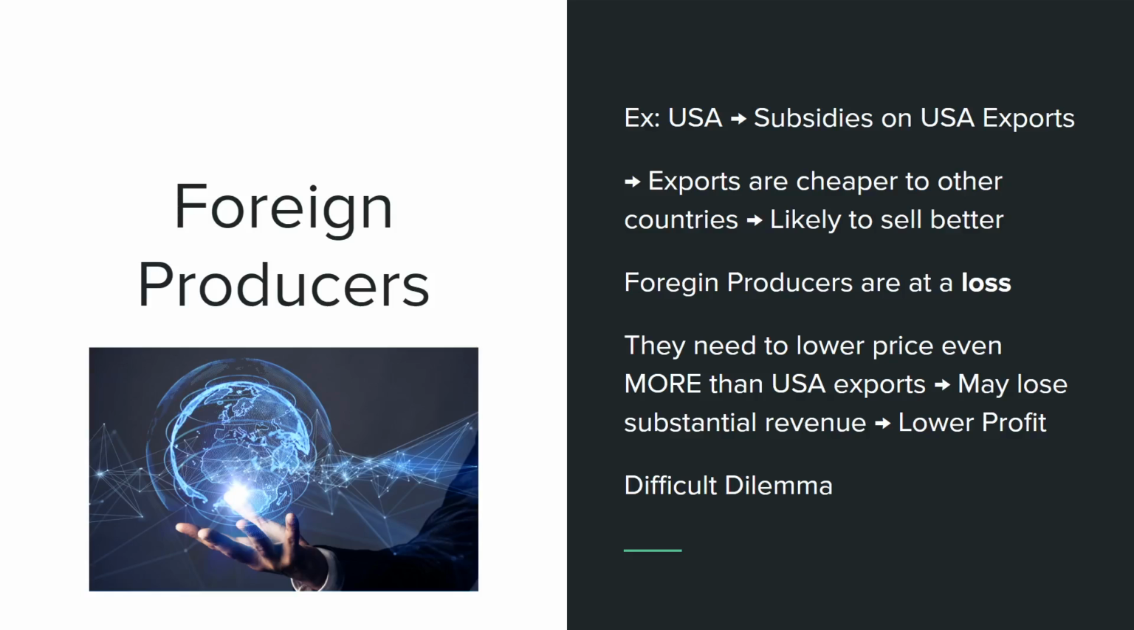So let's say the original market price was $5. Okay, the US sells it at $4. And then if they want to be more attractive, they have to sell it either at the exact price of $4 or they have to sell it lower. And what this might do, depending on the production cost of producing that good, is that the foreign producers may lose substantial revenue, right? Because let's say the production costs were very high compared to those of the U.S. And if the price lowers even more, it means less revenue may come in, and this will lower profit. So it's a very difficult dilemma for foreign producers.